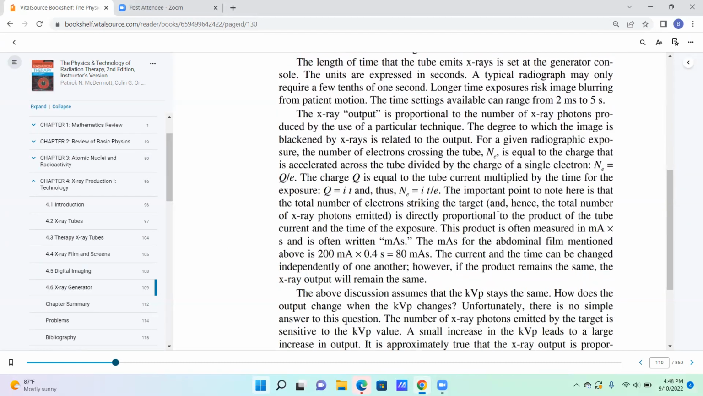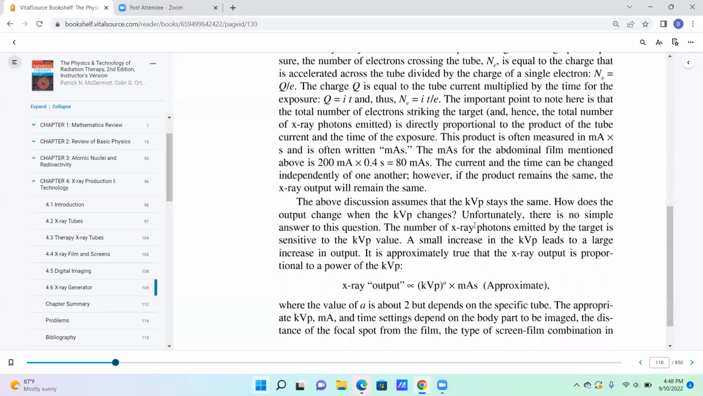So the mAs for the abdominal film mentioned above is 200 mA times 0.4 or 80 milliampere seconds, or mAs. Current and the time can be changed independently of one another. However, if the product remains the same, the X-ray output is going to remain the same. So assuming that the kVp stays the same, we get that result we talked about. But what happens if we change it? And there's really no simple answer.